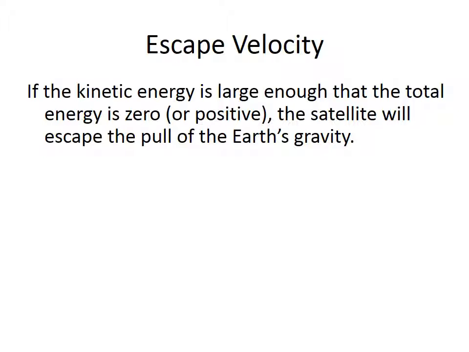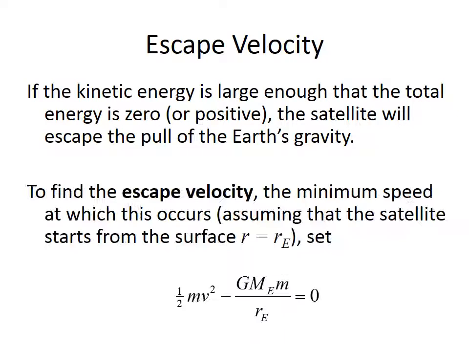So if the kinetic energy is large enough that the total energy is 0 or positive, satellites escape the pull of Earth's gravity. To find the escape velocity, therefore, the minimum speed at which this occurs, and we're here assuming that the satellite is starting from the surface of the Earth in this equation. If it's not starting from the surface, put in a different radius. Set 1/2 mv squared plus our negative GMm over r equal to 0.